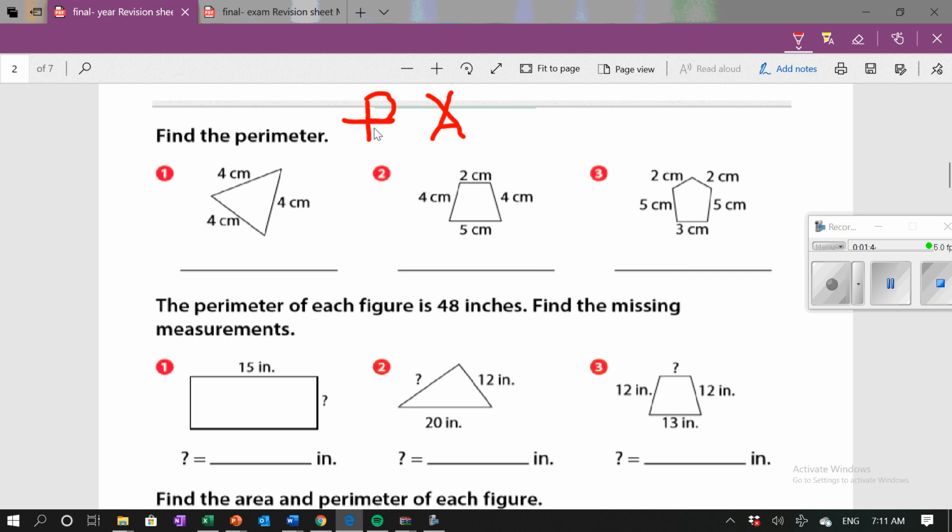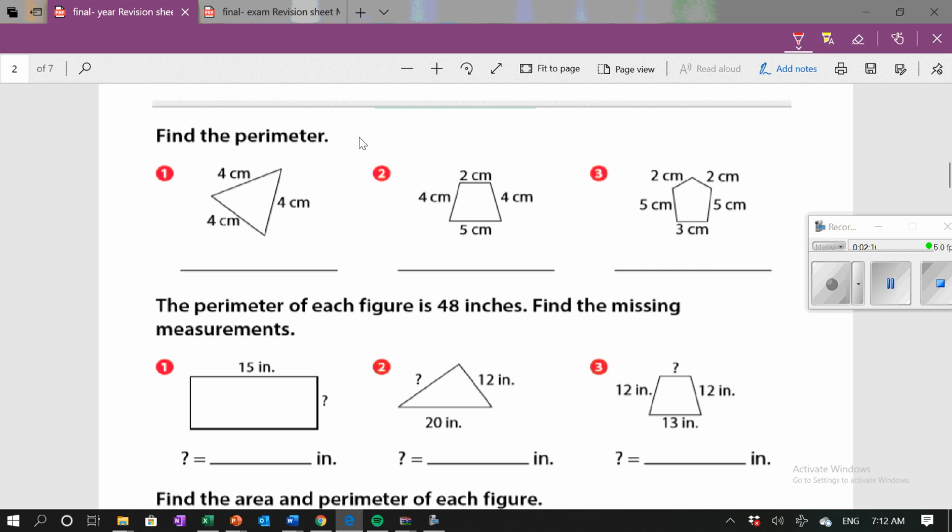The unit for perimeter is only a unit, like centimeter, meter, yard, feet, but the area is a square unit. For example, square centimeter, square meter, square yard. So you have to know: when you find P, add. When you have A, multiply. Let's remember the formula for each one.